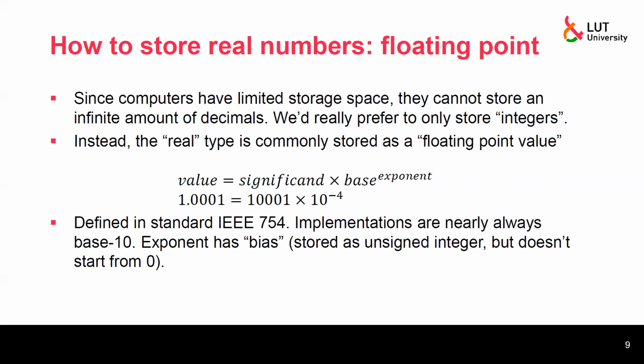And the floating point means that if we need to go higher up one degree of magnitude, then we can just increase the exponent. So the decimal point location in the significand, so in this number, is not fixed to the same location, we can change it as needed. And the exponent is stored as an unsigned integer, so integer exponents only, but it doesn't start from 0.